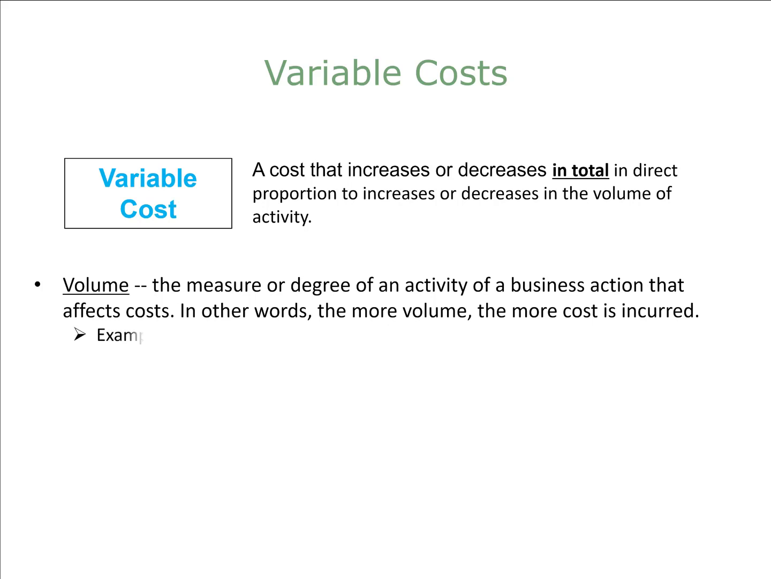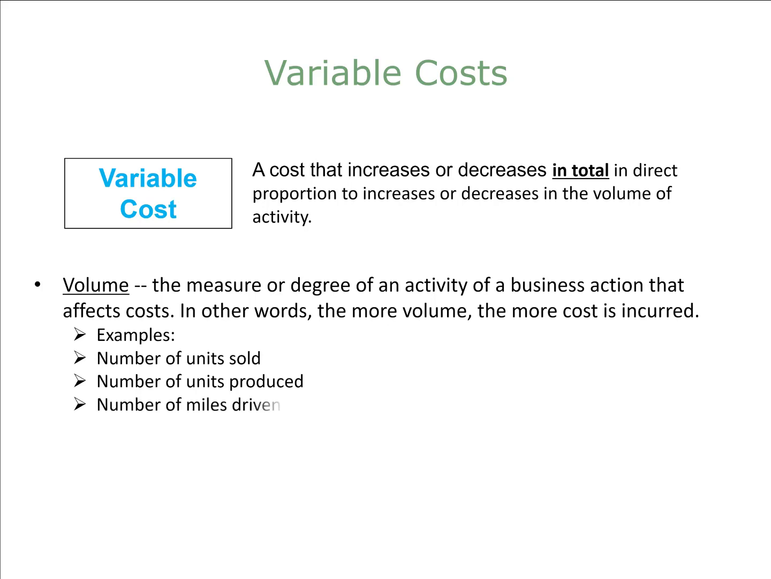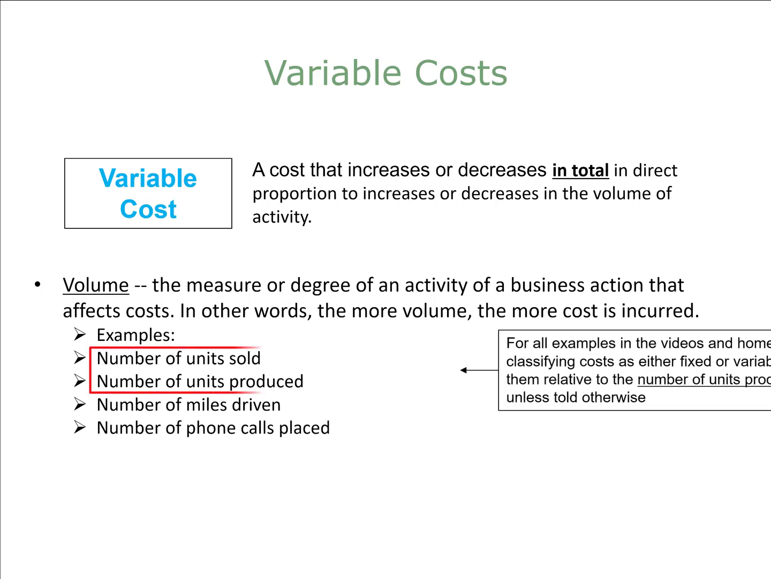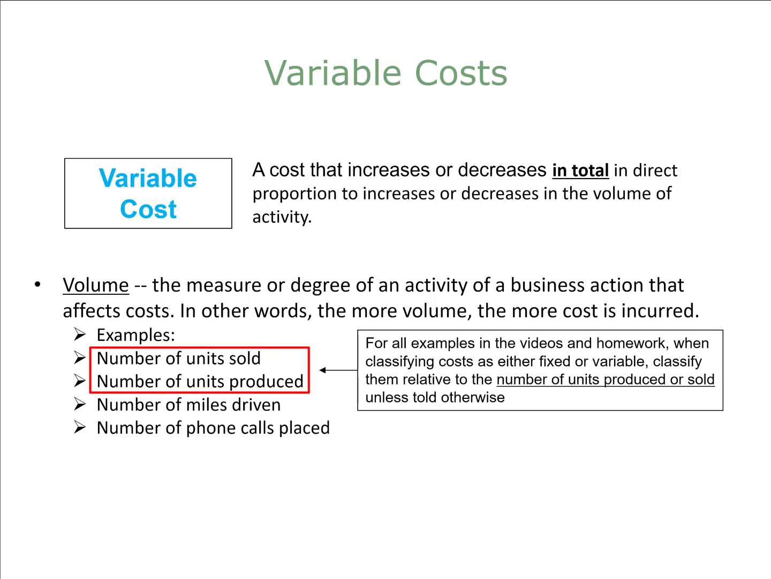Some examples of volume could include the number of units sold, the number of units produced, the number of miles driven, or possibly the number of phone calls placed. For all examples in the videos and homework, when classifying costs as either fixed or variable, classify them relative to the number of units produced or sold, unless told otherwise.